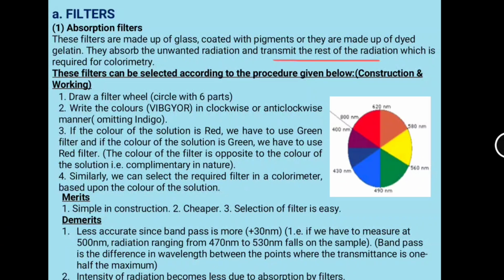Merits are simple in construction, cheaper, and selection of the filter is very easy. The demerits are less accuracy because the band pass is more, that is plus or minus 30 nanometers.